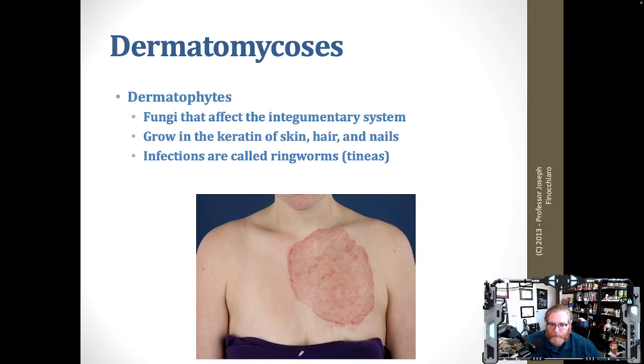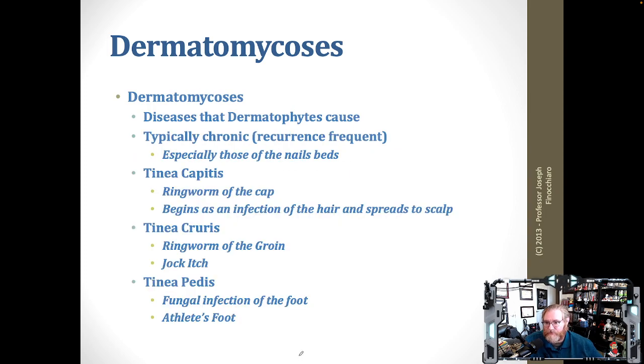The first group we're going to be looking at are dermatomycoses. Dermatophytes are fungi that affect the integumentary system. Dermato means skin. They grow in the keratin of skin, hair, and nails, and infections are called tineas or ringworms. The diseases that they typically cause are Tinea capitis, Tinea cruris, Tinea pedis, and they are typically chronic. They recur frequently, especially those that affect nail beds.